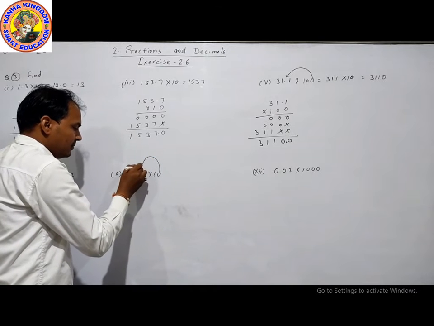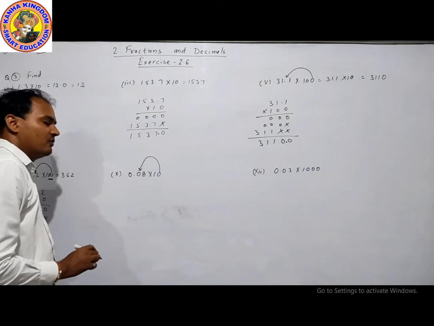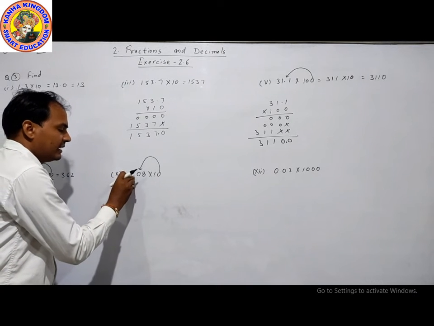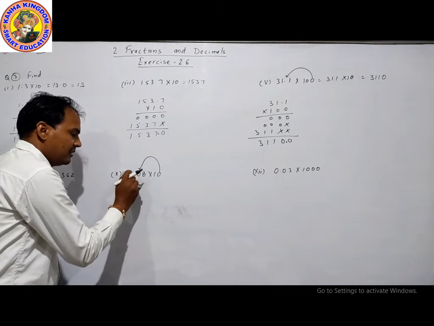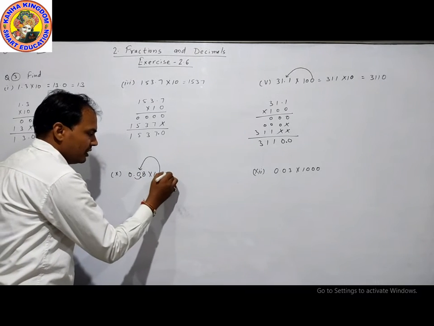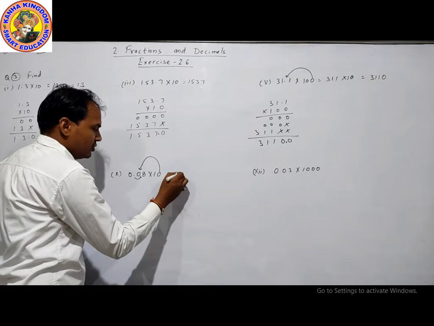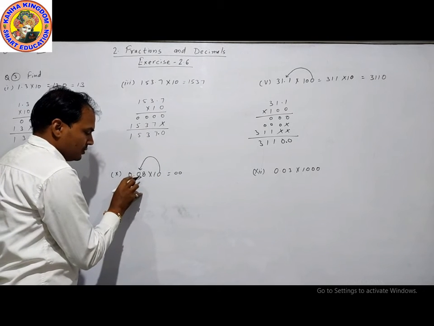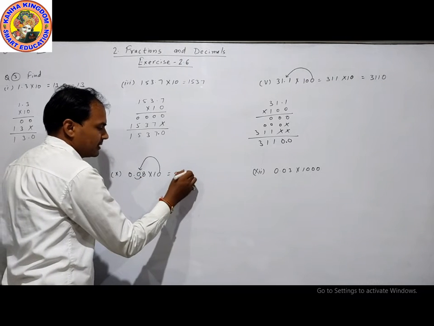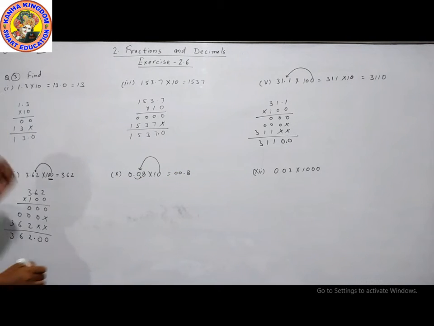By using 10, the decimal point can shift one time. So the decimal point will move here. The answer is 0 0 0 0, then decimal point, 8. Now cross check this.